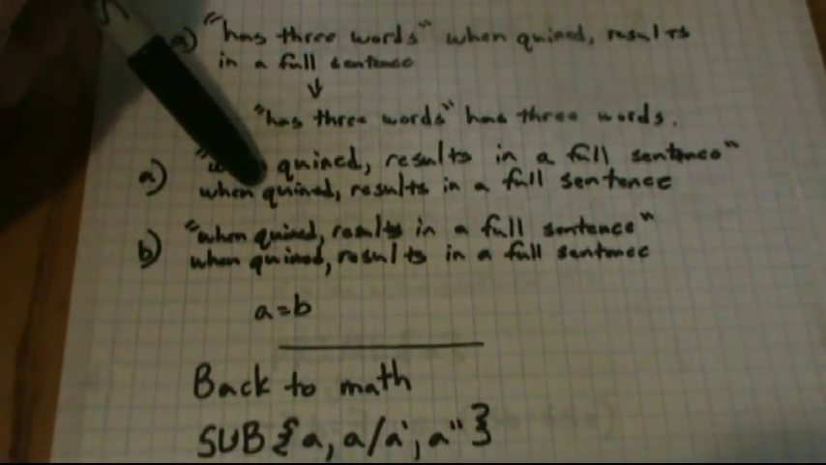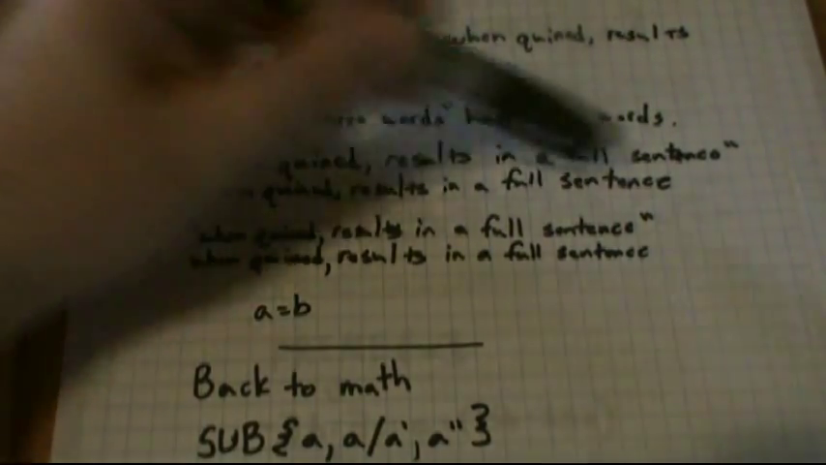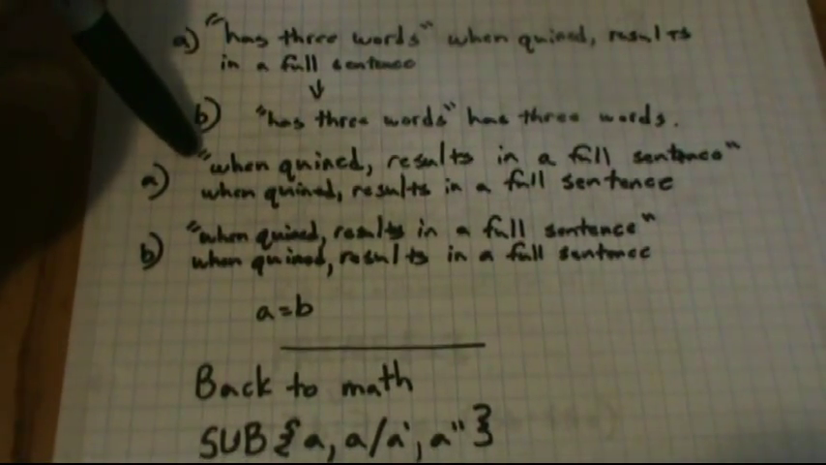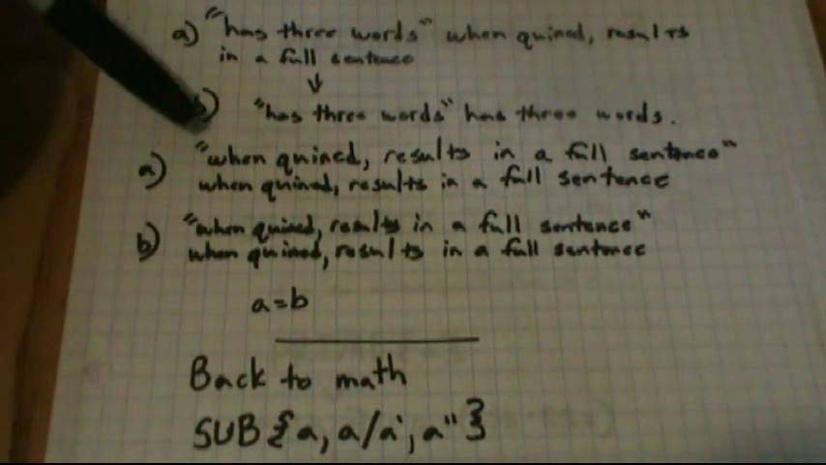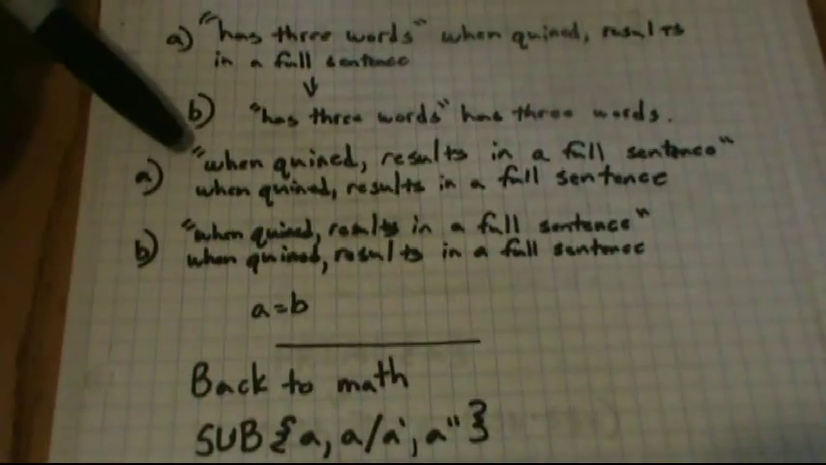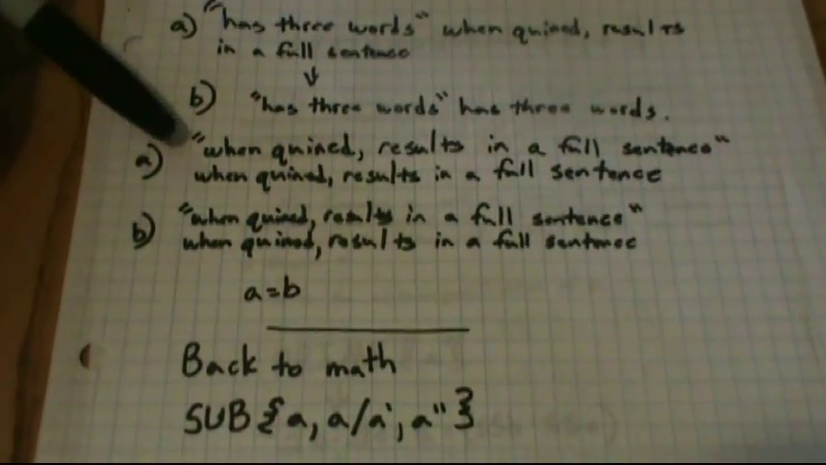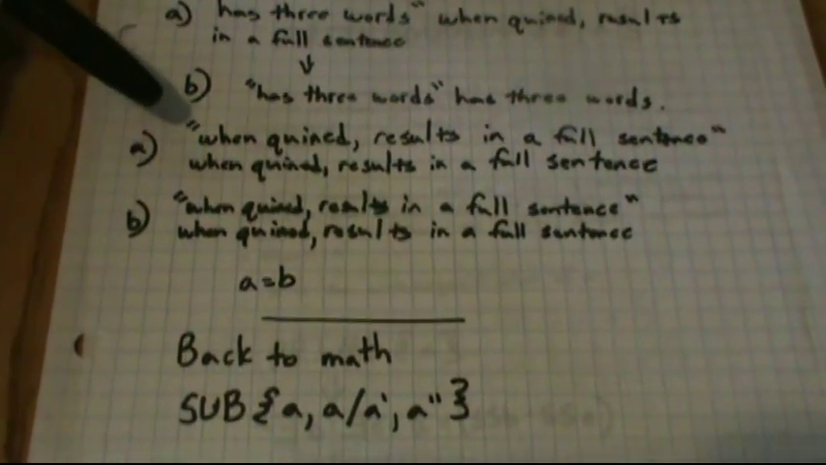Now, what is it that we're going to quine? Oh, we're going to quine this. Let's see what happens when we do quine it. Is this a full sentence? Yes, it is, so statement A happens to be true. But the strange thing is, sentence A and sentence B just happen to be perfectly identical.